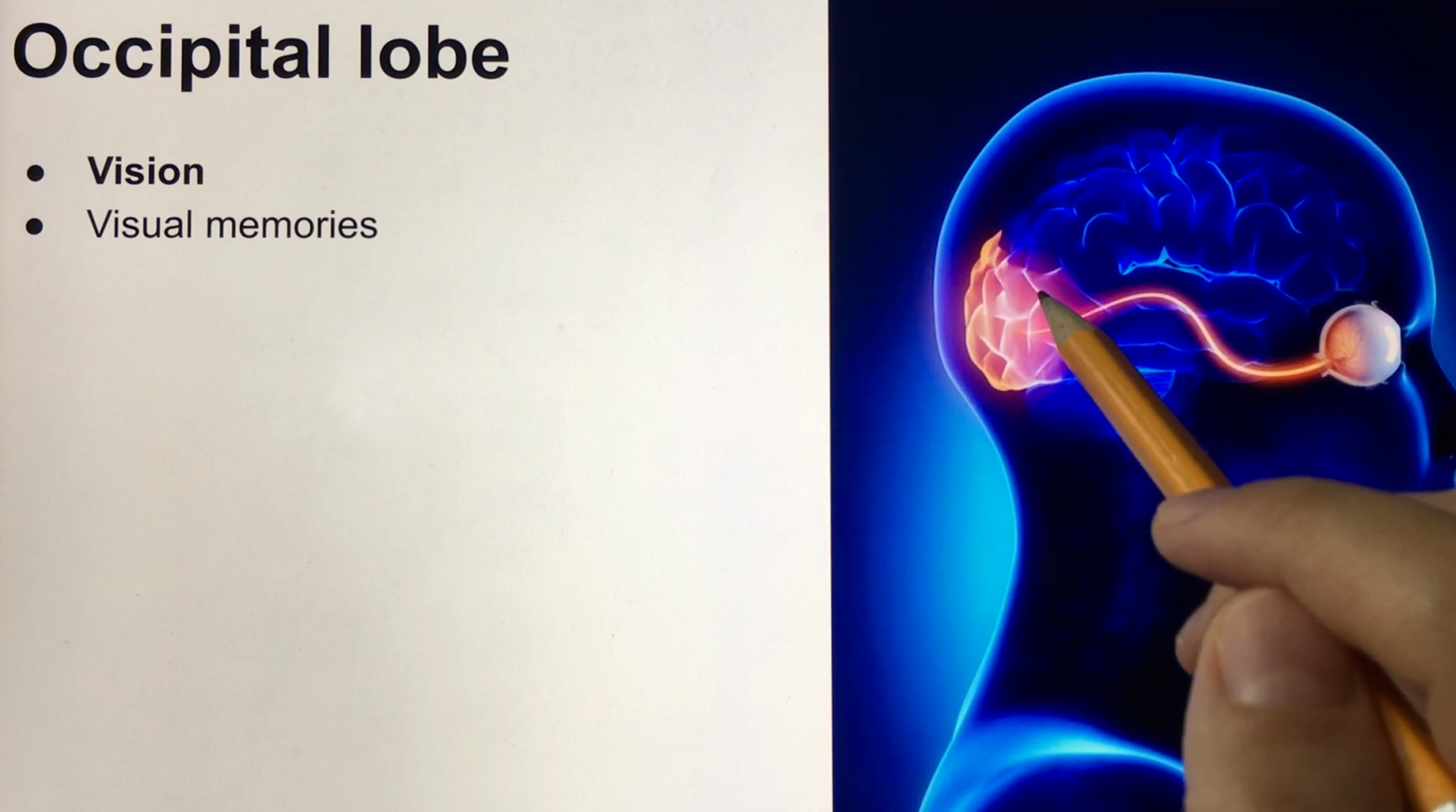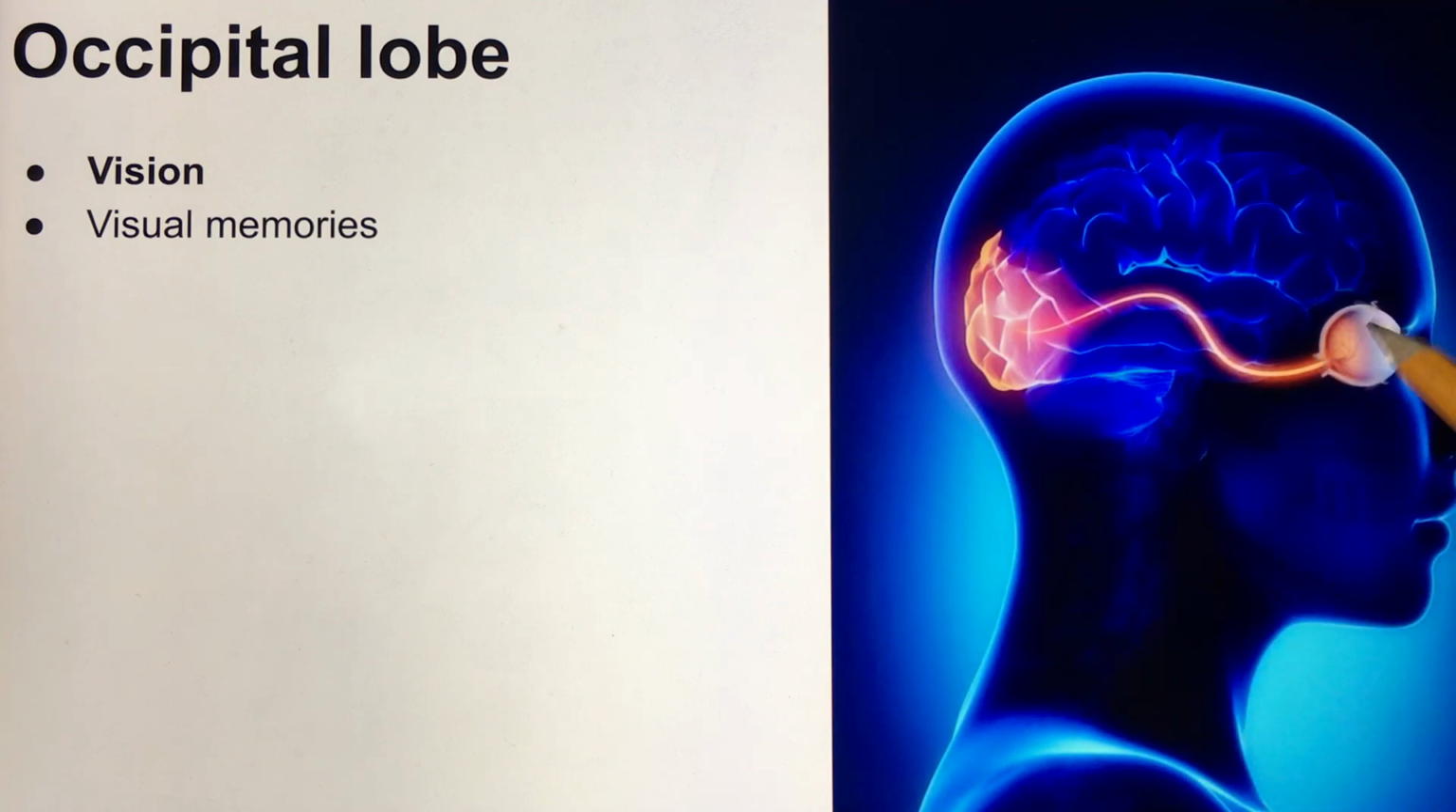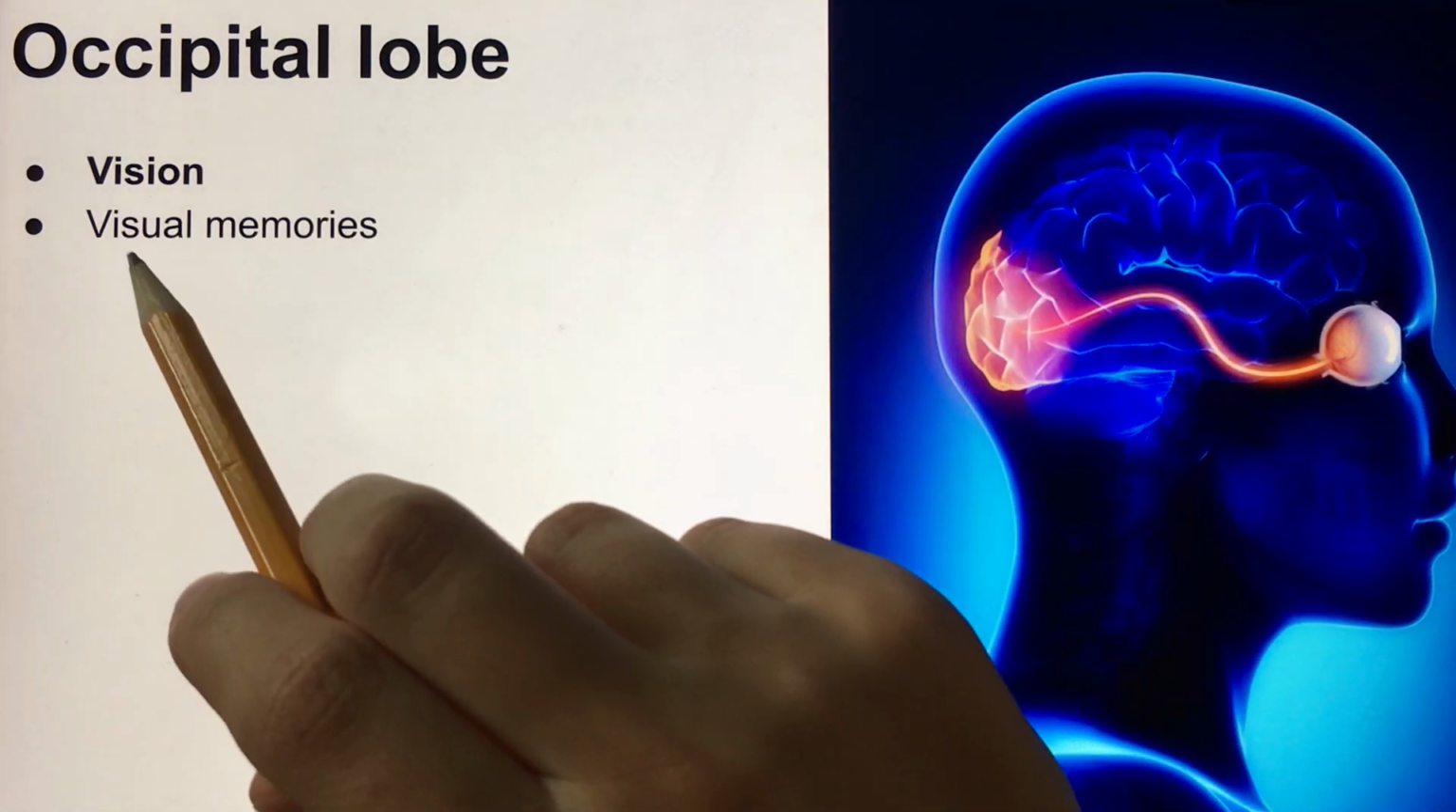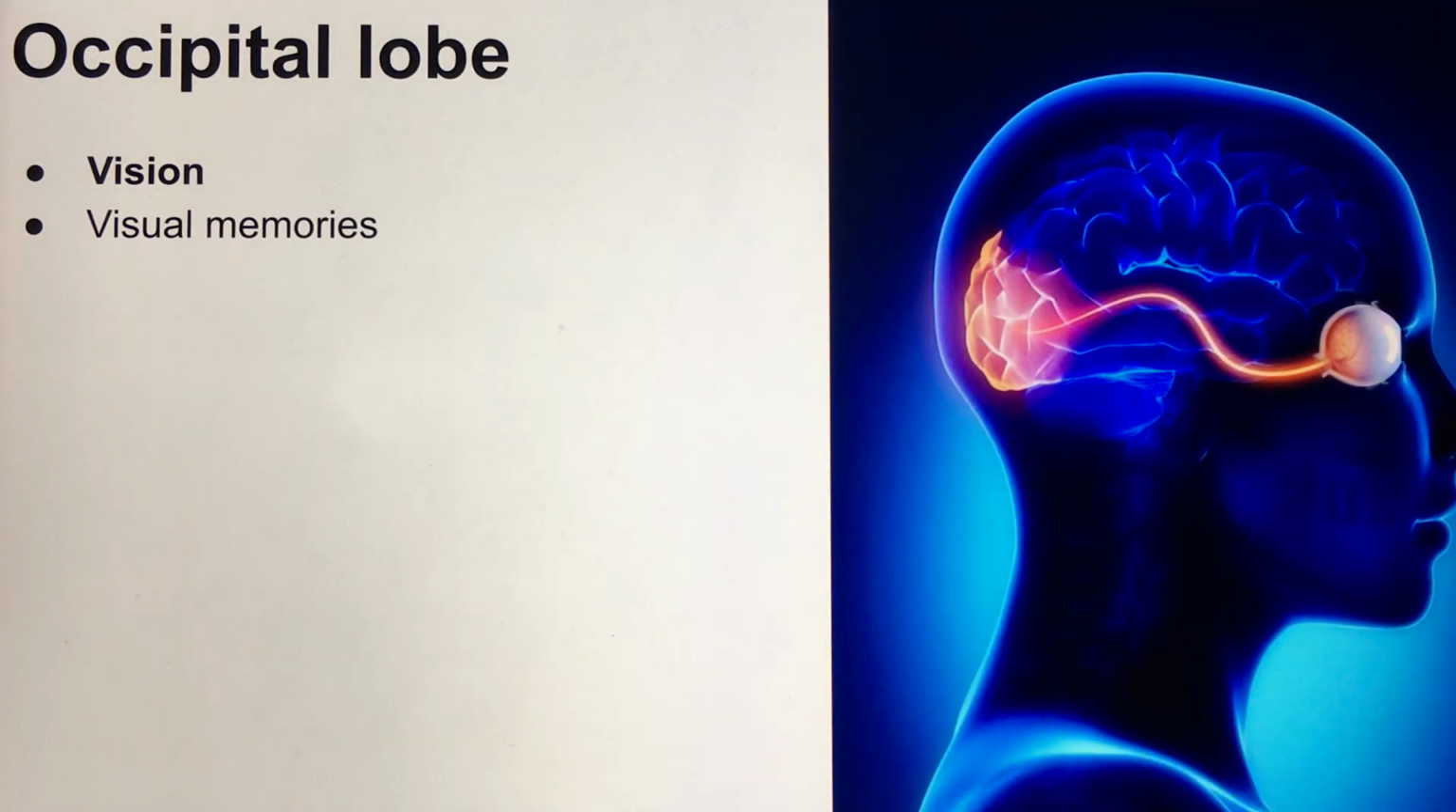The occipital lobe has our eyes connected to it by the optic nerve. The eyeballs are located inside of our eye sockets. Here's the right eyeball in this picture. And inside of the eyeball, there are special vision receptors called photoreceptors. We'll study them in chapter 17. So these photoreceptors are connected to the occipital lobe of the cerebral cortex. That's where we perceive pictures that our eyes see. And this is also where our visual memories are created.